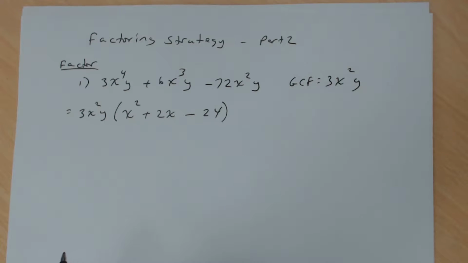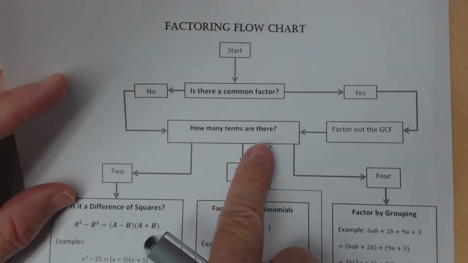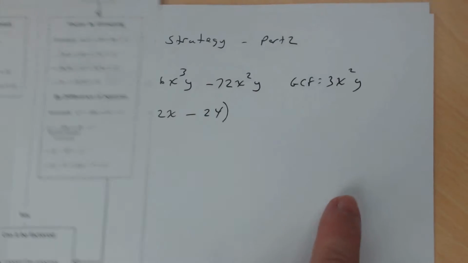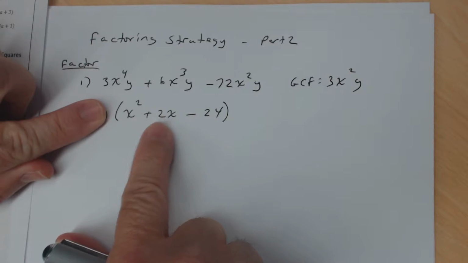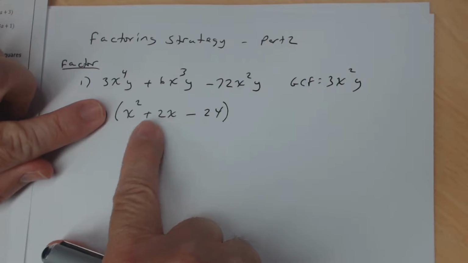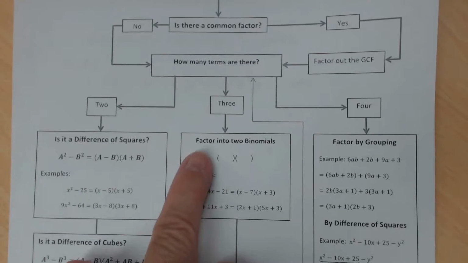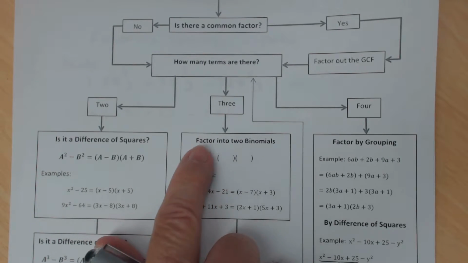Now once you factor out the GCF, this is where we are. Cover up the GCF for right now, and ask yourself how many terms do you see here in this parentheses? Well, there are 3. So then we go directly to factoring it as 2 binomials.